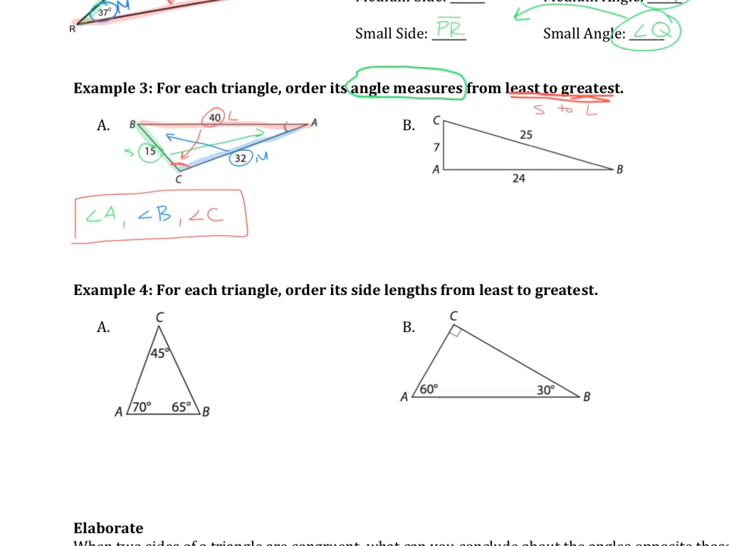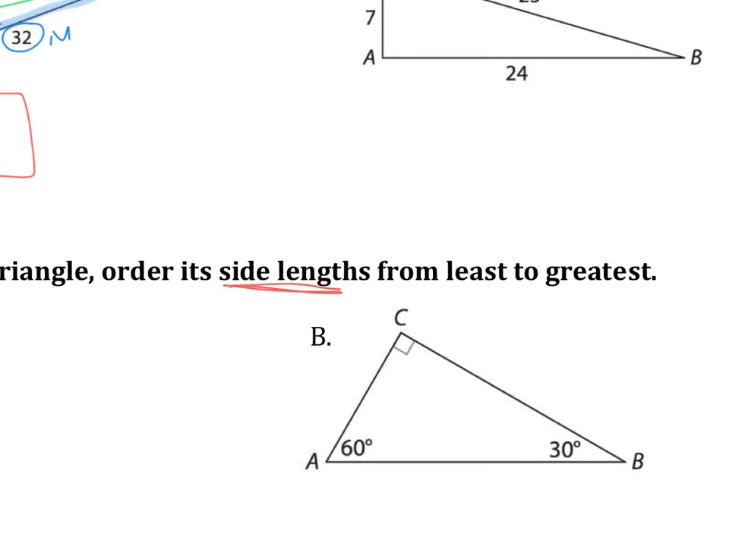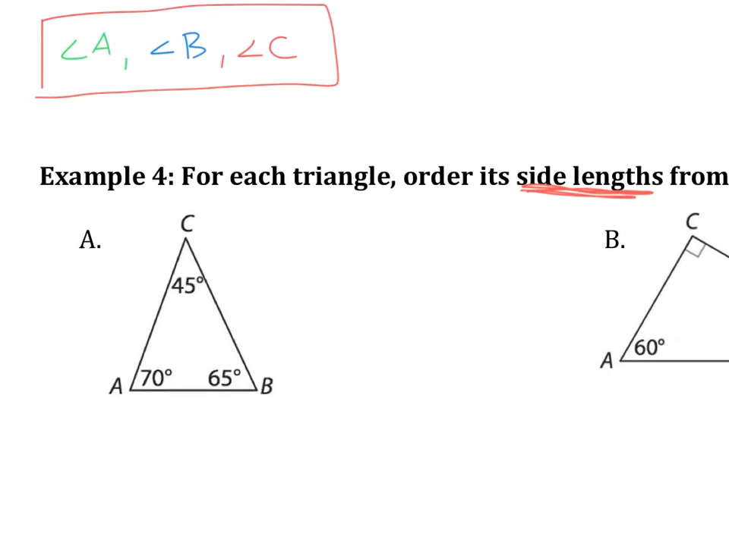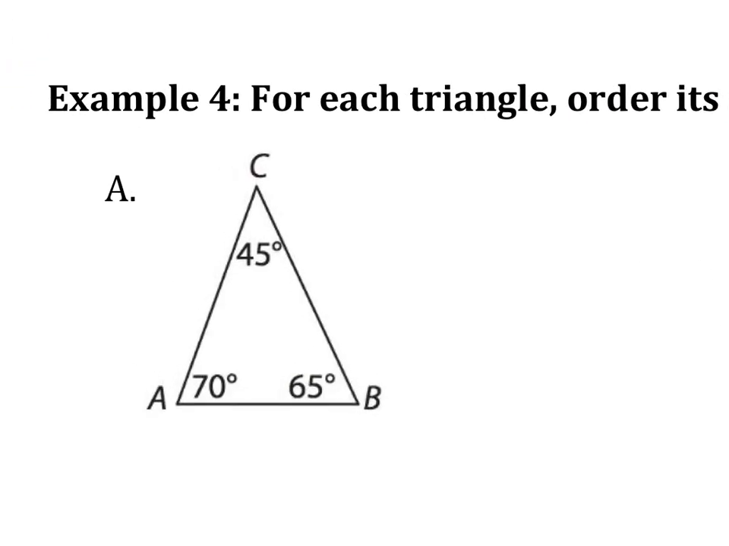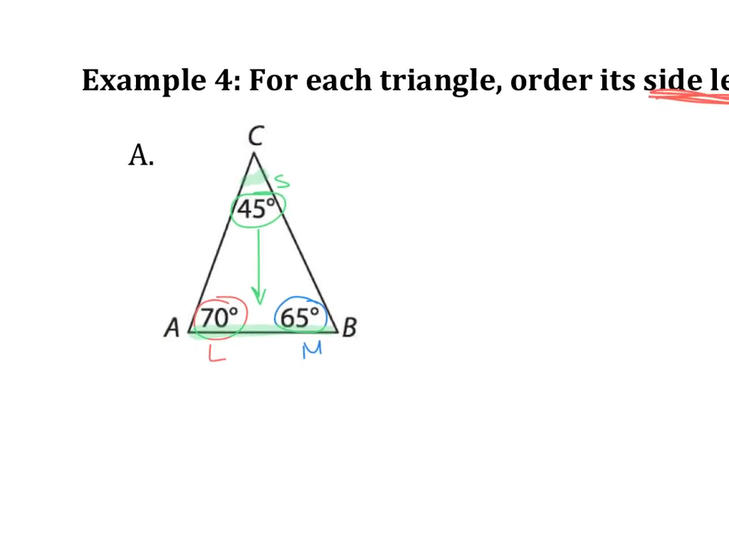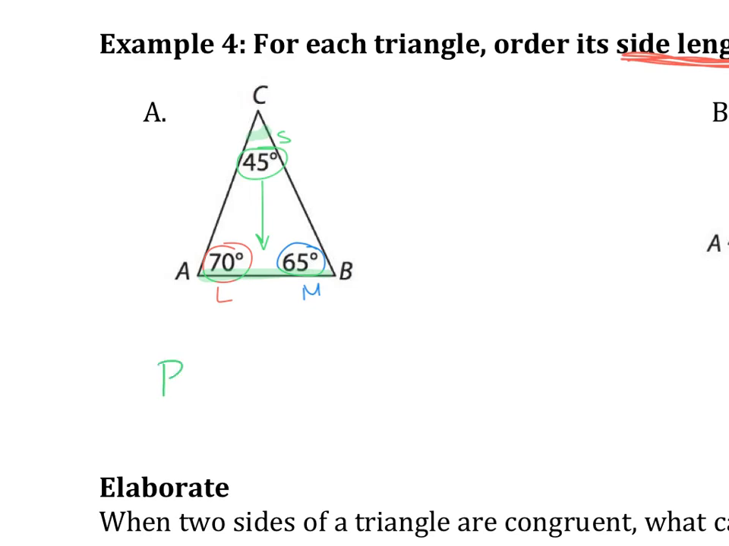Then for example 4, order the side lengths. Now I'm wanting sides, so I should not have any angles in my answer. And again, from least to greatest, smallest to largest. So letter A. It will help if you start by labeling large, medium, and small. What side is across from our smallest angle? We wanted to go smallest to largest. So what side is across from angle C? What two letters are missing? That would be side BA. So we're going to start with BA.